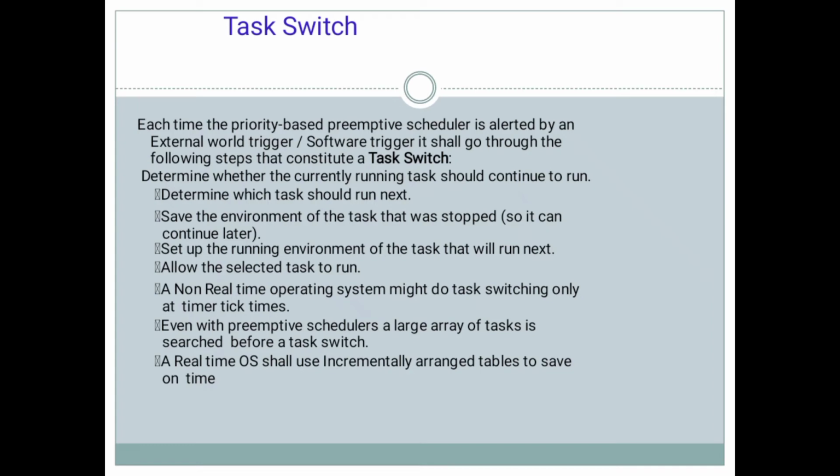It shall go through the following steps of task switching. The first thing is to determine which task should run next. Save the run environment of the task that was stopped. Set up the run environment of the task that will run next. Allow the selected task to run. A non-real-time operating system might do task switching only at a timer tick. Even in preemptive schedulers, a large array of tasks is searched before a task switch.